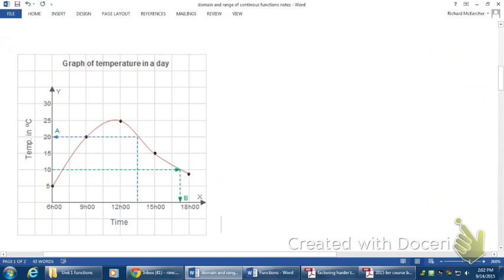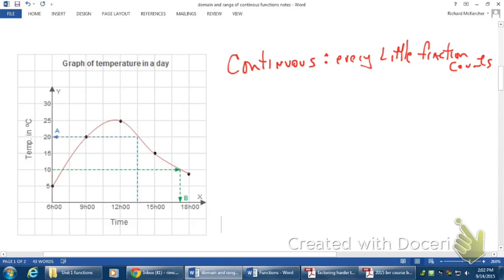Now on a continuous function, you wouldn't. Now this one's continuous. And one reason I know it's continuous is that every single fraction will count. Every little piece of this counts. For example, if I'm looking right here, at 6 hours it's a 5, and at 9 hours it's a 20. But how did I get from 6 to 9? Well, I had to go through 6.5, and 7, and 7.5, and 8, and 8.5. And every single one of those is represented on my graph. So there are no holes, there's no jumps, there's no blanks. Everything counts. So it's continuous. Most of the time it is continuous because time never stops.